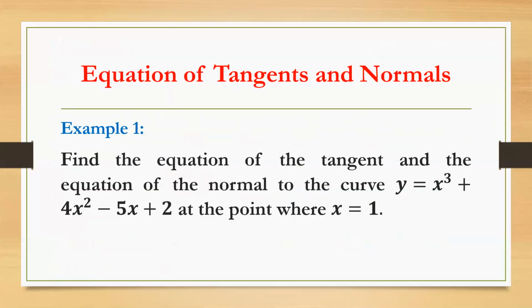Now we consider this first example on equation of tangents and normals. Find the equation of the tangent and the equation of the normal to the curve y equal x cubed plus 4x squared minus 5x plus 2 at the point where x equal to 1.